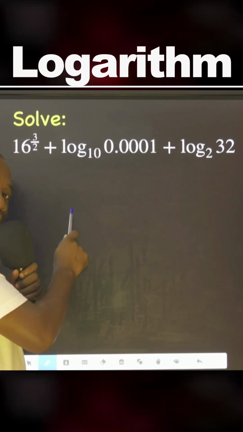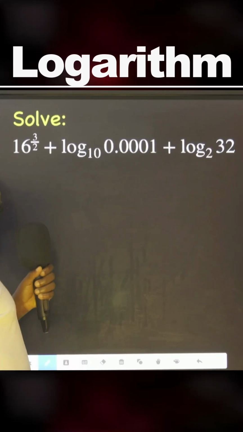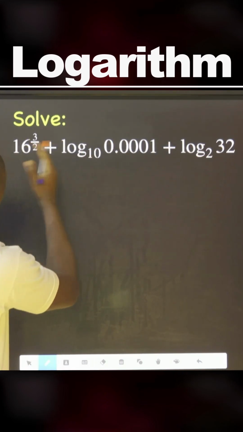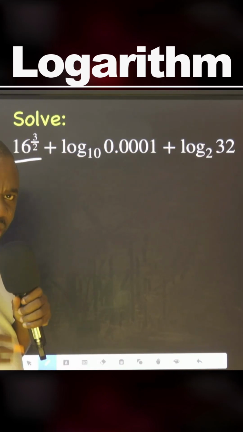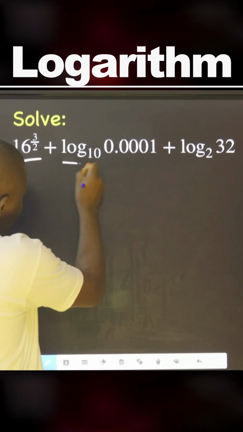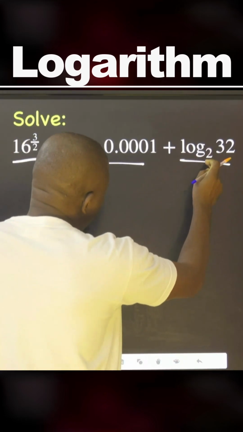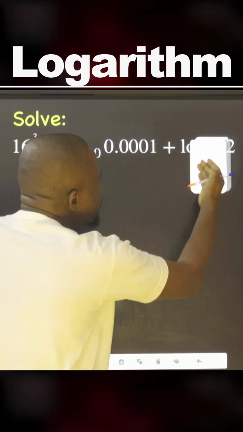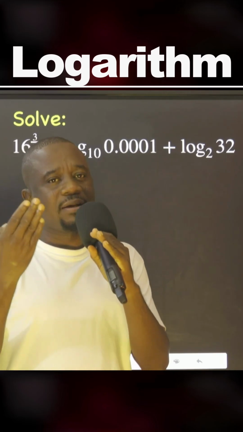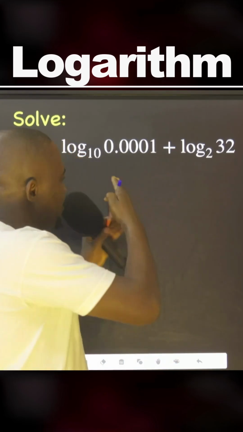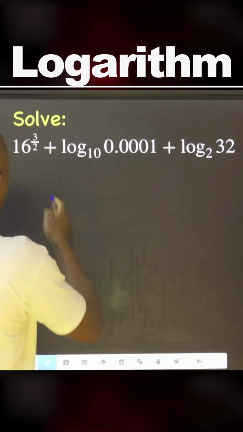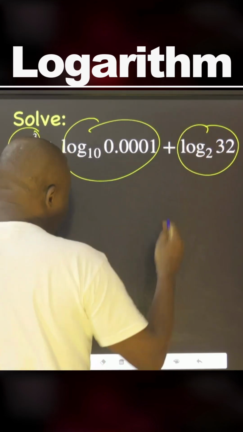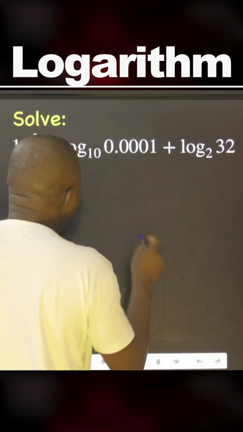Look at this. We are asked to solve this. The first thing we need to check, as you can see, this is not even a logarithm. This is a logarithm. This is a logarithm. But this base is different from this base. It means we cannot solve them together. We solve them separately. So we handle this one separately, we handle this one separately, because they don't have the same base.